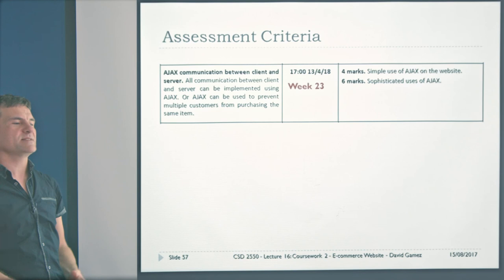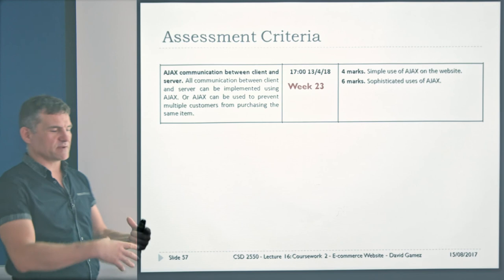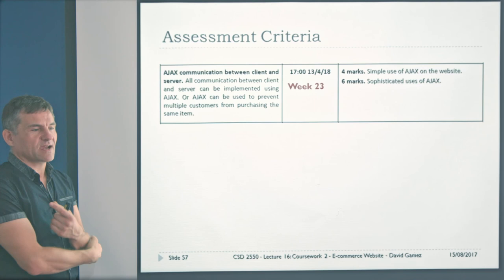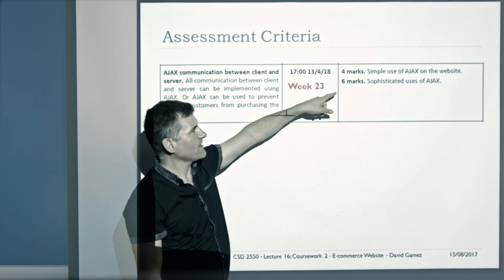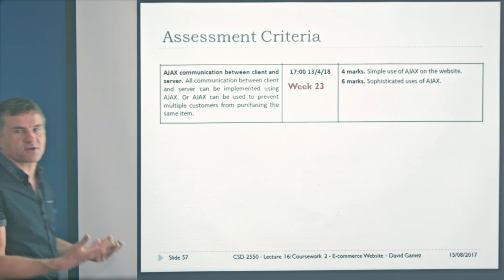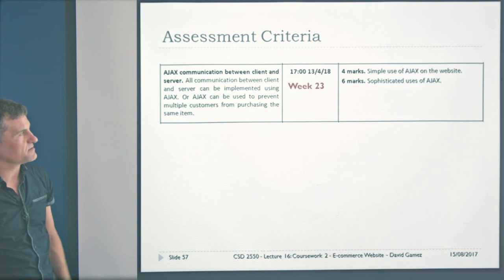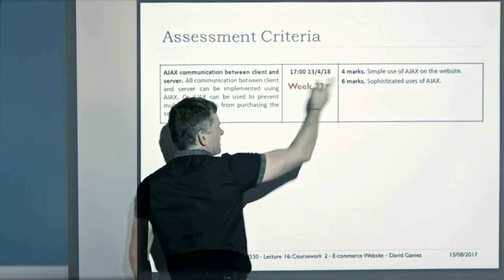By simple, you could just have a bit of JavaScript that pings the server for the date, for example, or for some simple bit of data, and then insert that data into the website, and you can get your 4 marks for simple use of AJAX. Sophisticated use of AJAX would be more like using AJAX for a customer login, for example, or for actually implementing maybe the search or recommendation or whatever, or communicating dynamically with the server. So if you're running a good website, you're going to be using AJAX a lot, and it's good practice for the third piece of coursework.